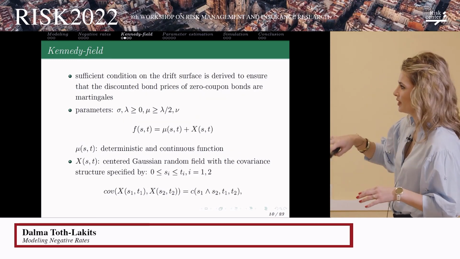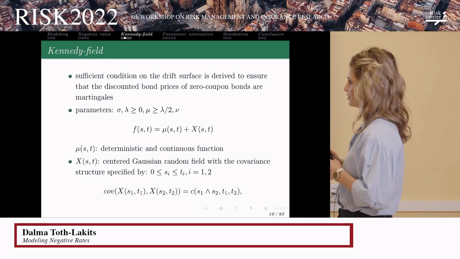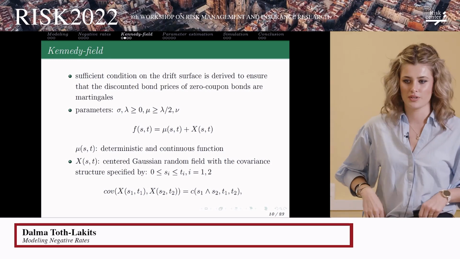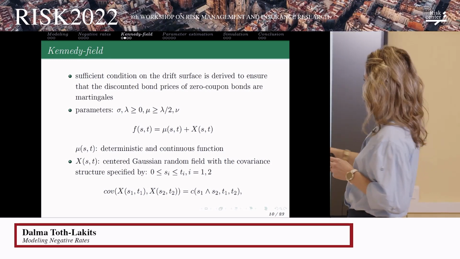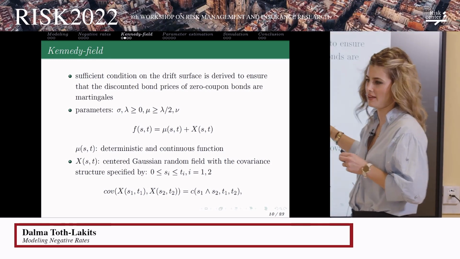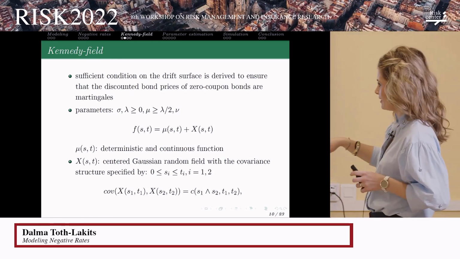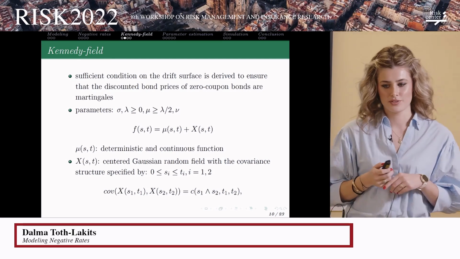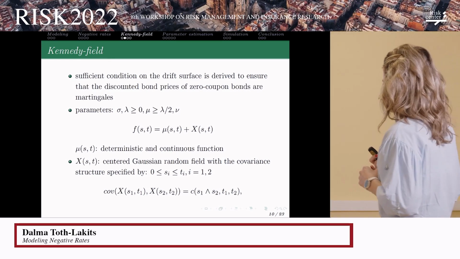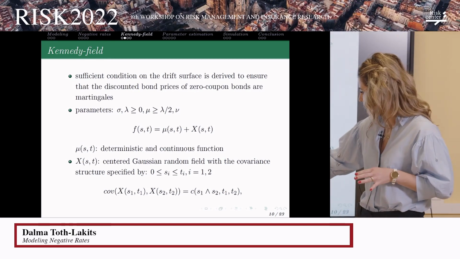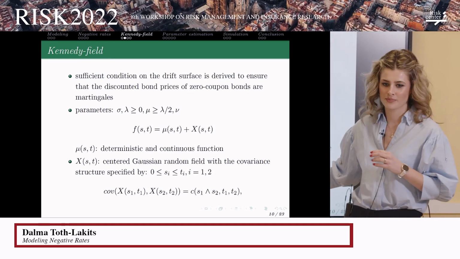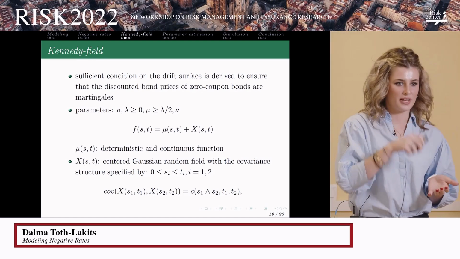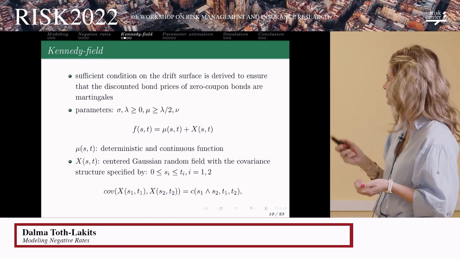So this is how the field is defined. Of course, we have two variables for the forward rates, and it's because of the definition of the forward rates. And we have a drift process, which is deterministic and a continuous function. And this X is the centered Gaussian random field, which we have talked about earlier. The covariance function is in this case, and the main point is that it depends on the minimum value of the first parameters.